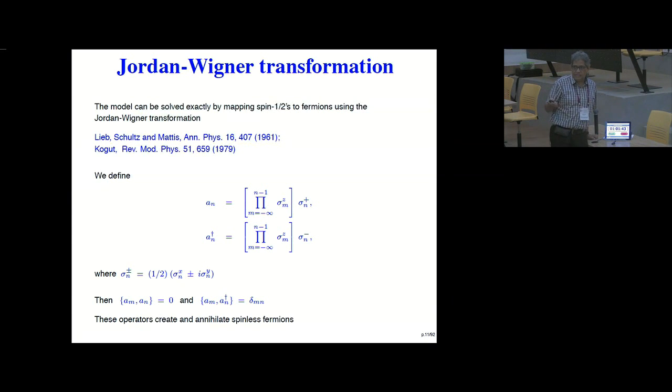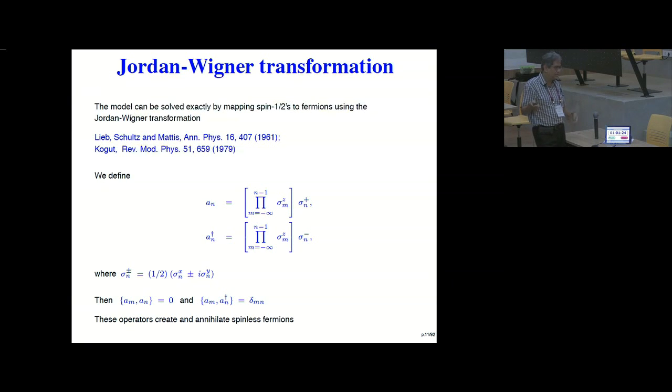So it goes like this. Remember you have a chain of spin halves. Let's say this chain starts at minus infinity. You define a product of a string of sigma z's from minus infinity up to the site n minus 1, and then you have a sigma n plus. Remember sigma n plus is sigma n x plus i sigma n y by 2.